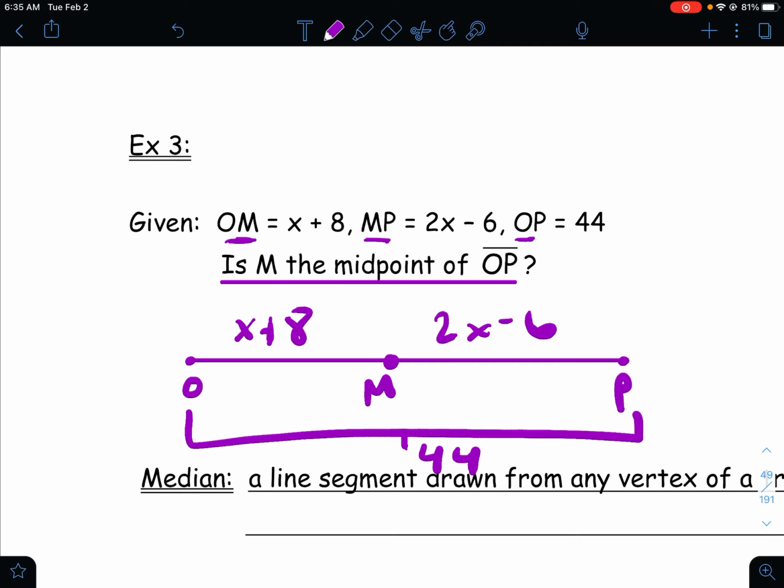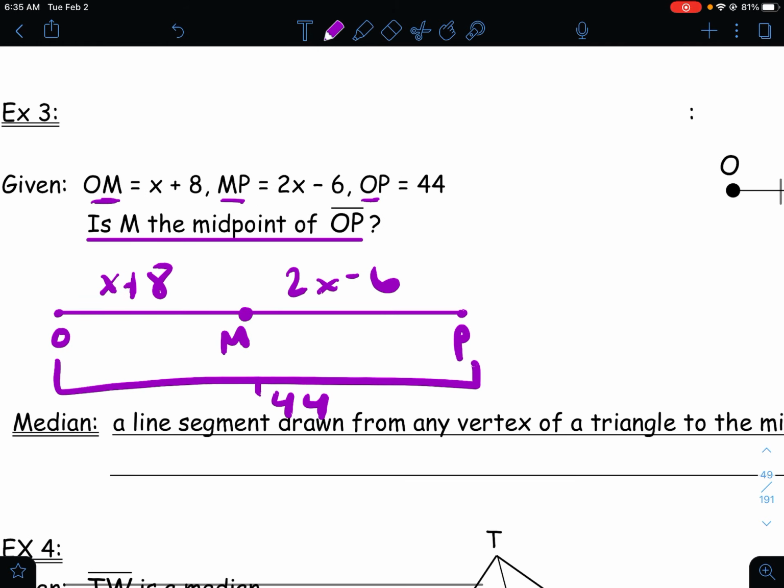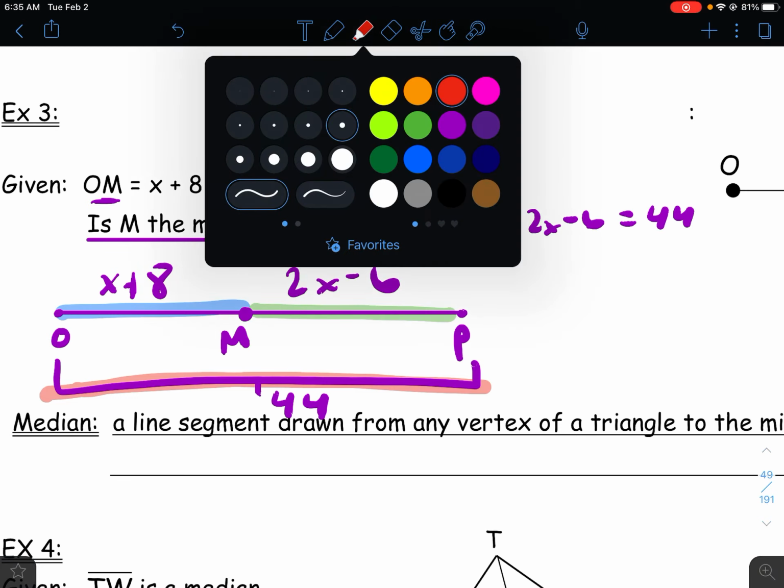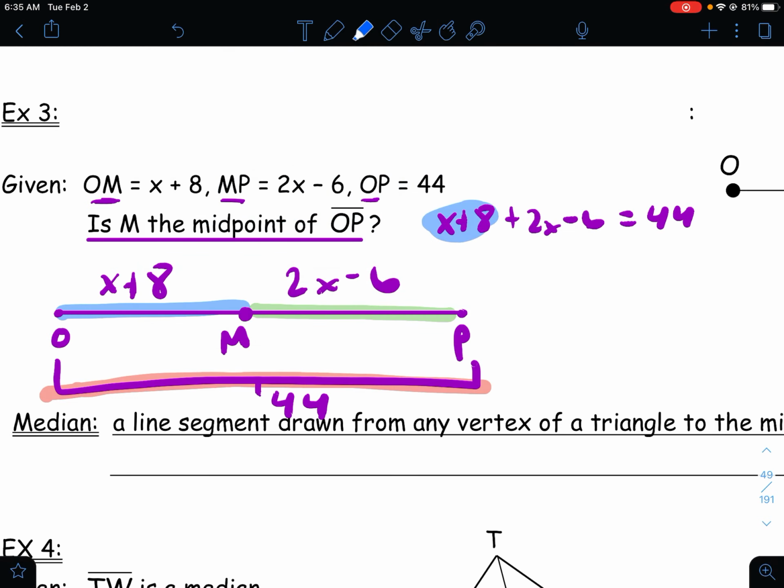All right, so what we can do is we just need to figure out, well, is OM equal to MP? All right, so what we can do is we'll say, well, x plus 8 plus 2x minus 6 has to equal 44. We know that, all right, because this plus this needs to equal this. You can see that's true. So we write it like blue plus green has to equal the entire thing, which is 44.